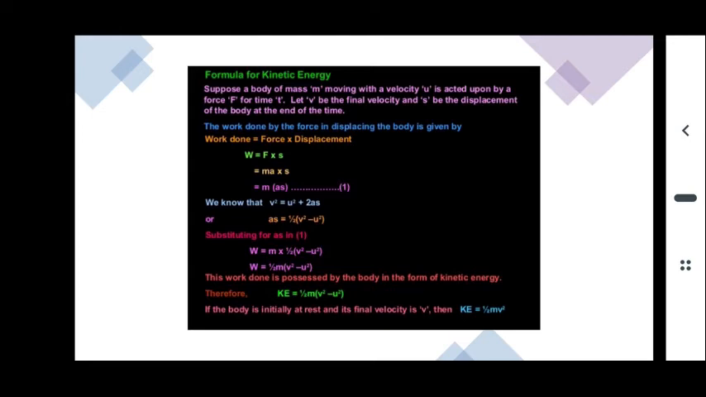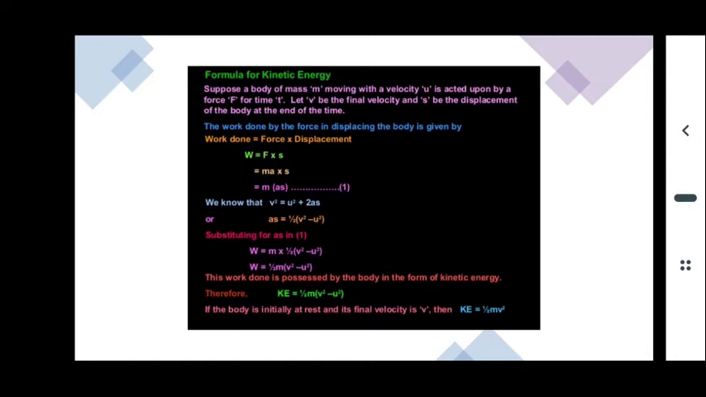Suppose you consider a body moving with a velocity u and having mass m, and it is acted upon by a force F over a time interval t. Let us consider this equation of motion: v square equals u square plus 2as. We also know that the work done is given by the formula F into S, where F is force and S is displacement. By Newton's second law of motion, F equals m into a. So substitute the F value as m into a.